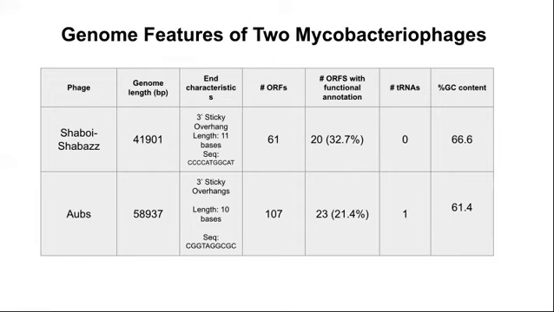The phage Aubs had a longer length of 58,937 BP. In Aubs, there were 107 open reading frames, 23 with functional annotation. There was 1 tRNA and a percentage of 61.4 guanine cytosine content. Characteristics included a 3' sticky overhang and 10 bases.